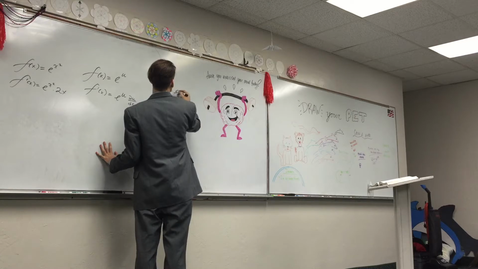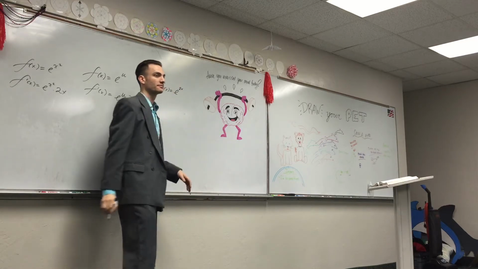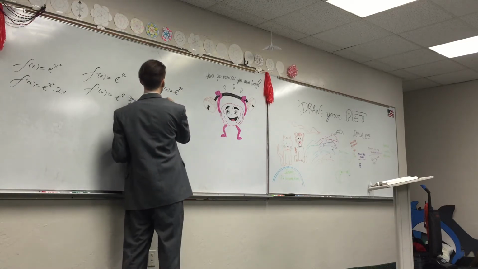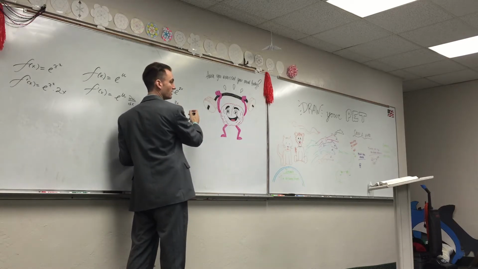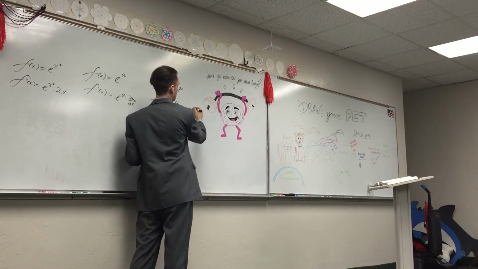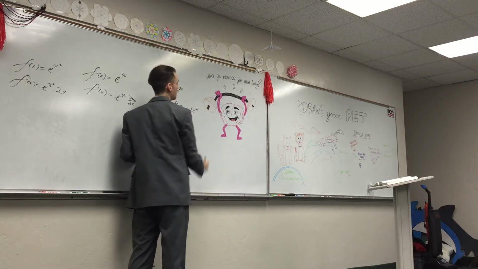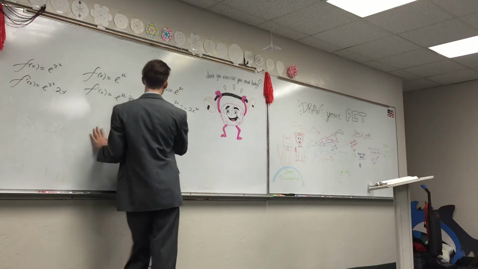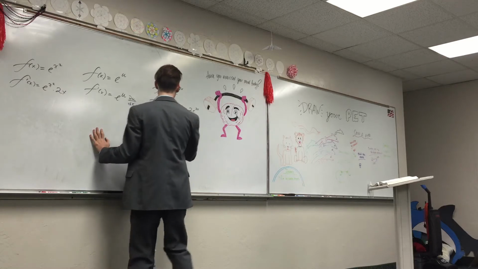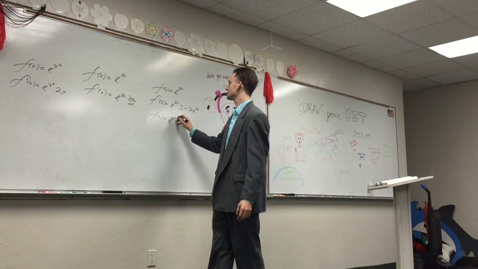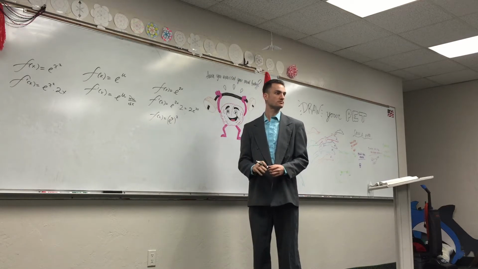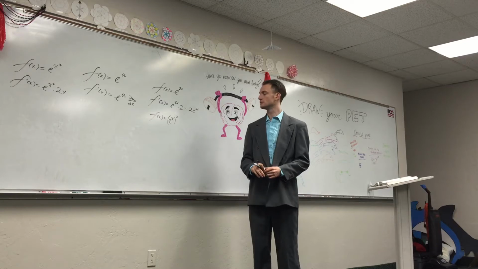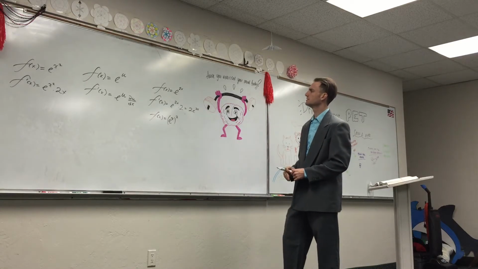If I had f of x equals e to the 2x, right? Then if I took the derivative of this, f prime of x equals e to the 2x times the derivative of 2x, which is 2. So it would be bringing the 2 down, right? But why is that? Because I could also write this as f of x equals e to the x squared, right? Something like that? Anna?